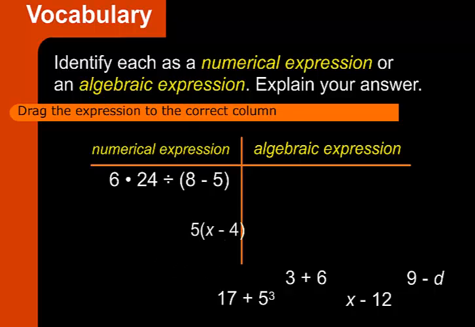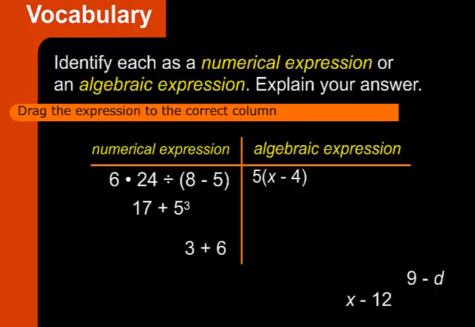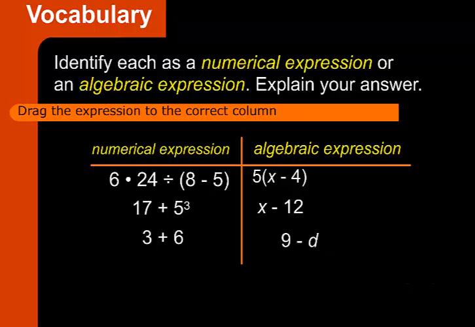The next one, 5 parentheses x minus 4, is an algebraic expression. There is a variable of x. 17 plus 5 to the third power is a numerical. All of those are numbers, there's no variables. Likewise, 3 plus 6 is also a numerical expression. X minus 12 has a variable in it, so it is an algebraic expression. So is 9 minus d.